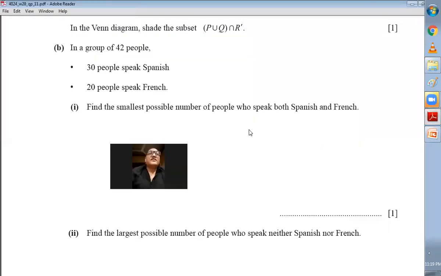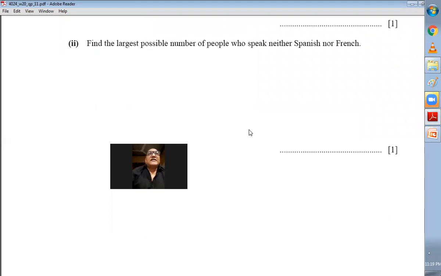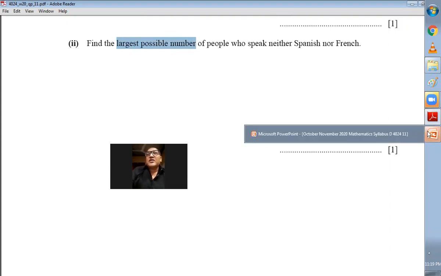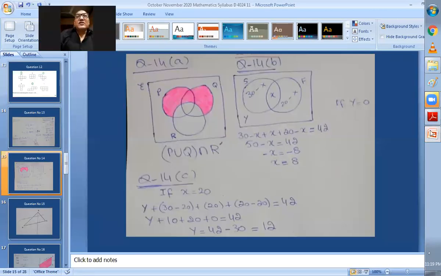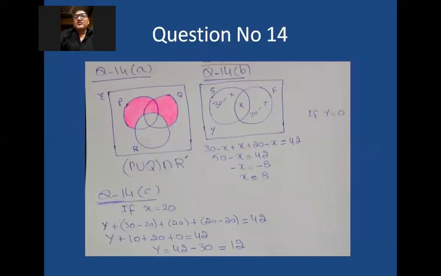He says, find the largest possible number of people who speak neither Spanish nor French. Okay, find the largest possible number. Who speak nothing, means not Spanish, not French. So let me show you. I've done this on a paper. So this is how you are supposed to do it. Question number 14C part, it's showing on your screen.